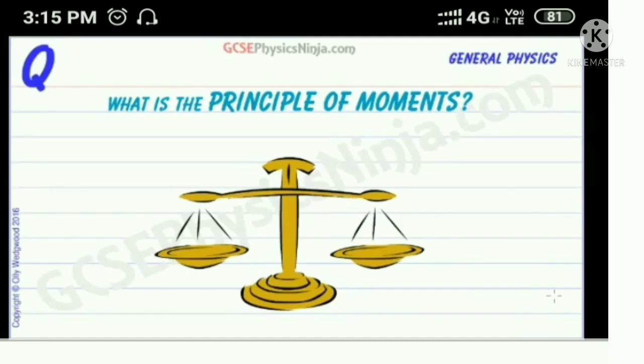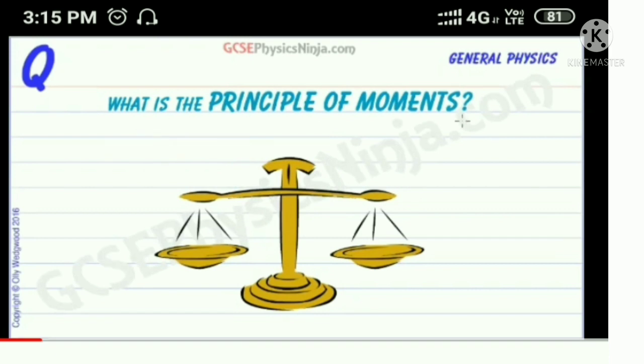Today we are going to learn what is the principle of moments. Okay, see here, it is a beam balance. Both the sides it is balanced, isn't it? So both the sides will be balanced, means sum of the clockwise moments is equal to sum of the anti-clockwise moments. Okay, the two sides the moments are equal, means it will be balanced.